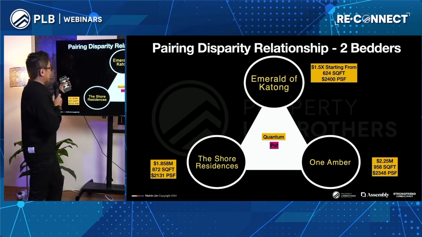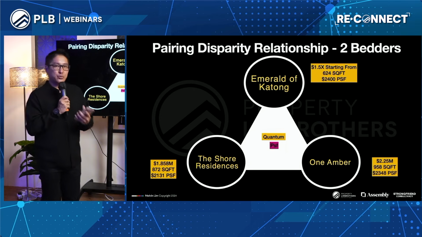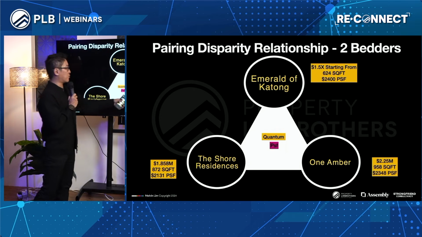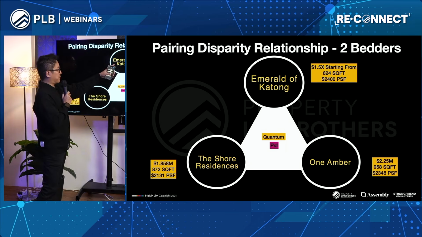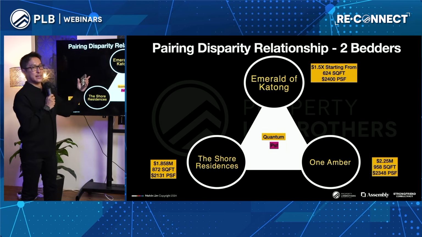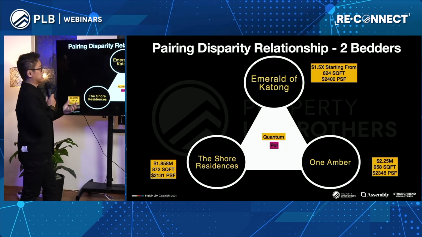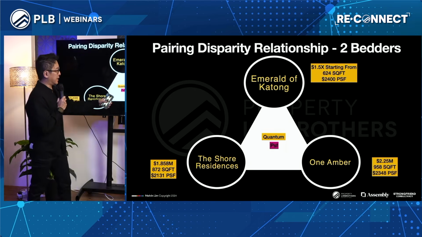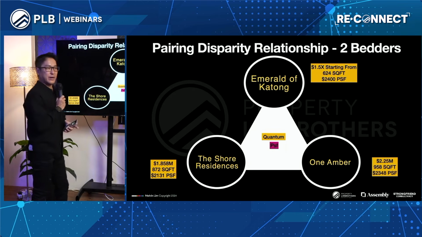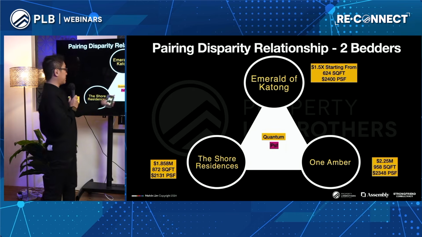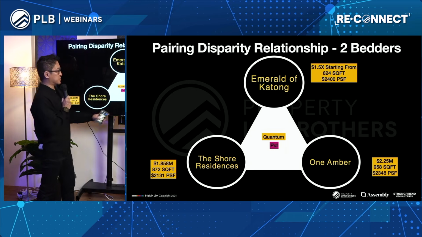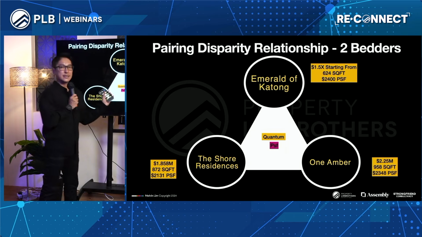Okay, so this is a pairing disparity relationship for two-bedders for different projects: Emerald Katong, Shore Residences, and One Amber. If you look at the pricing for the two-bedder, it starts from 1.5 million at 624 square feet. Now it's at 2,400 PSF. One Amber is a freehold project at 2.25 million for 958 square feet. One Amber has been around for a period of time, so the size is definitely bigger.